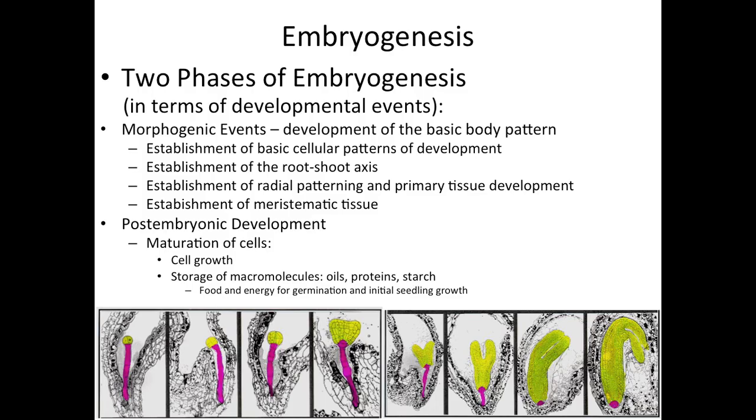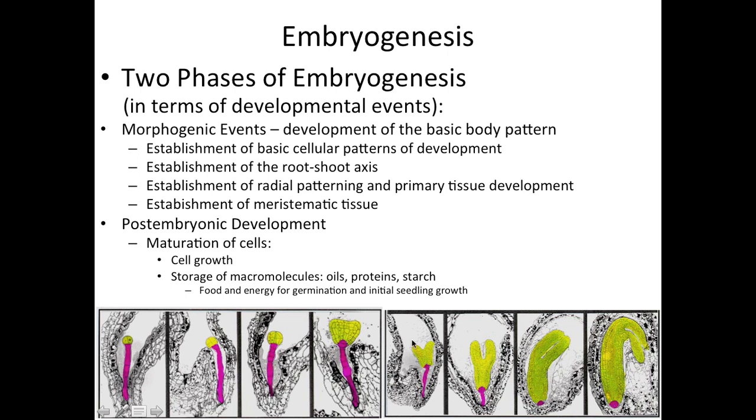All right. So when you talk about embryogenesis, you can talk about the different stages of it from different points of view. So if you look at it based on the developmental events, there are two basic phases. And the first one is the morphological events or the morphogenic events, and that's when the basic body plan is being determined. And the morphogenic events occur very early in embryogenesis. So the globular phase to the heart phase. So these are the morphogenic events.